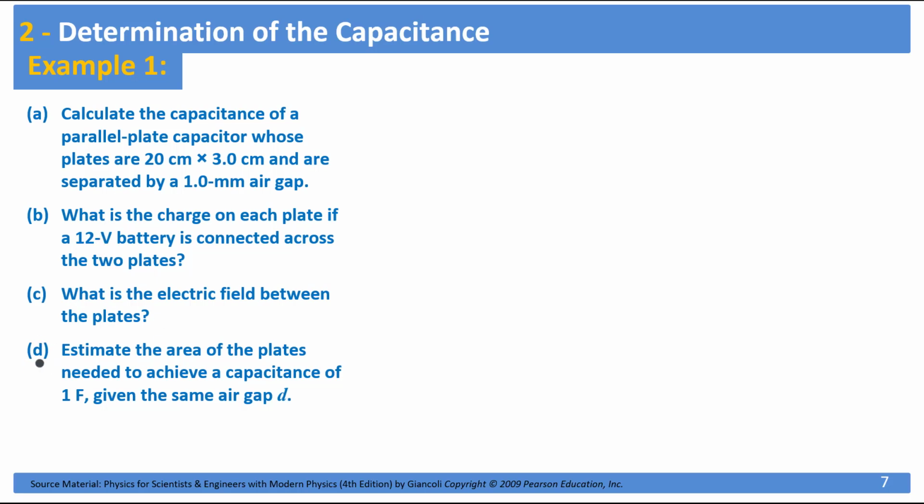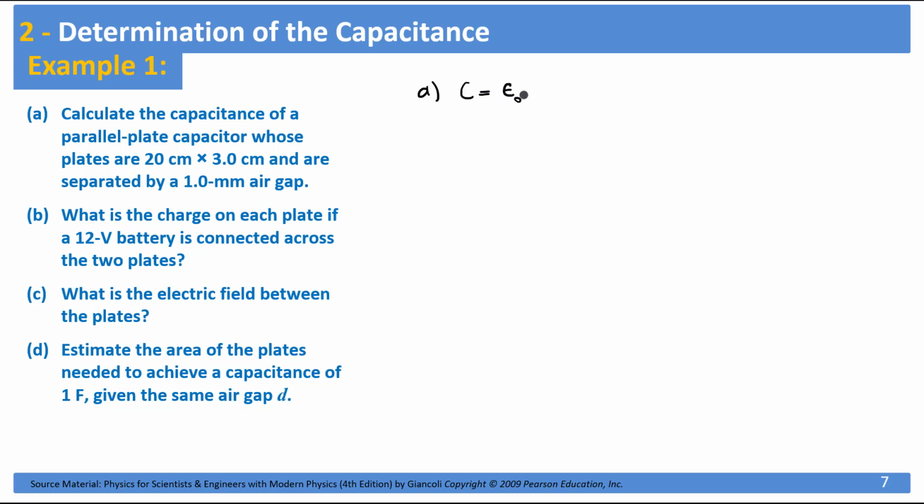And finally, in part D, it's asking us to estimate what should be the area of these plates if we want the capacitance to be 1 farad, keeping the same distance. So let's start with part A. Since this is a parallel plate capacitor, the capacitance is actually quite easy to find, which we found an expression for in the previous board.